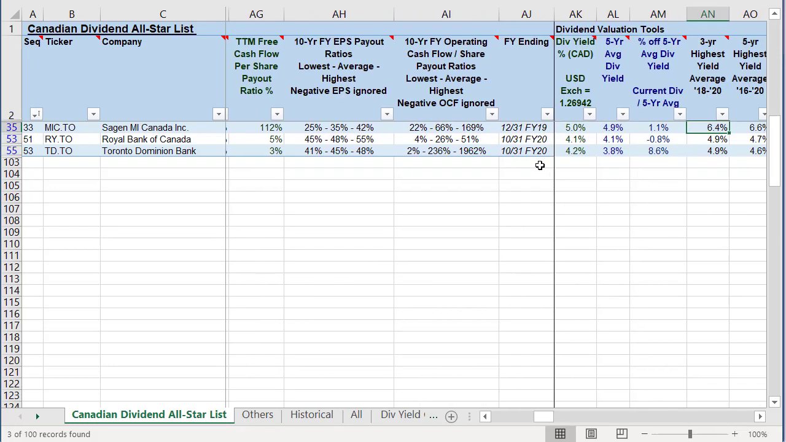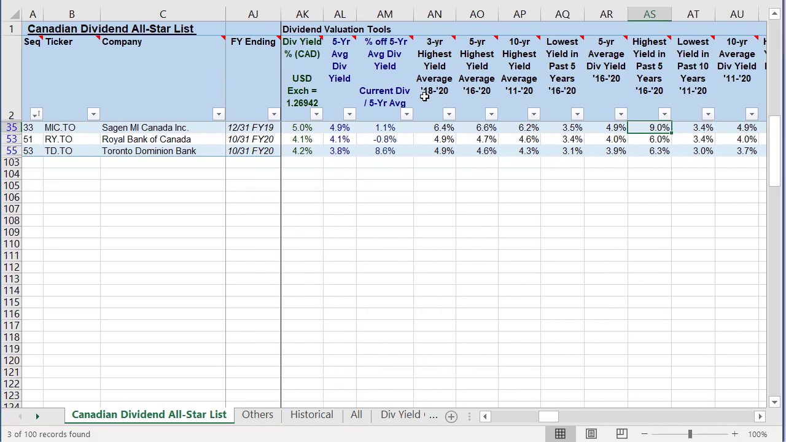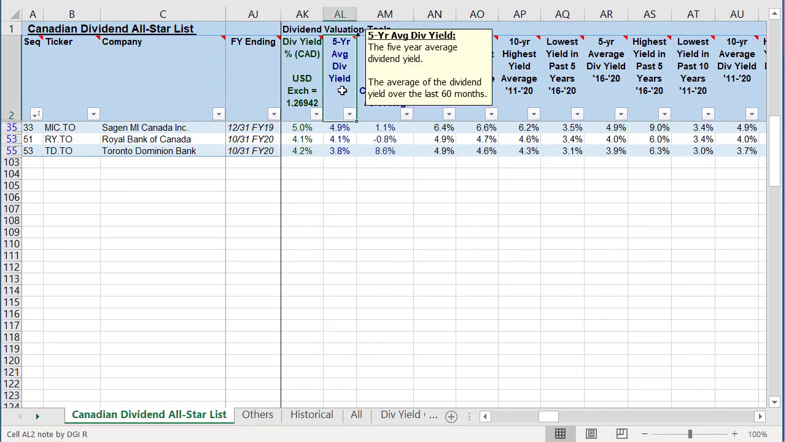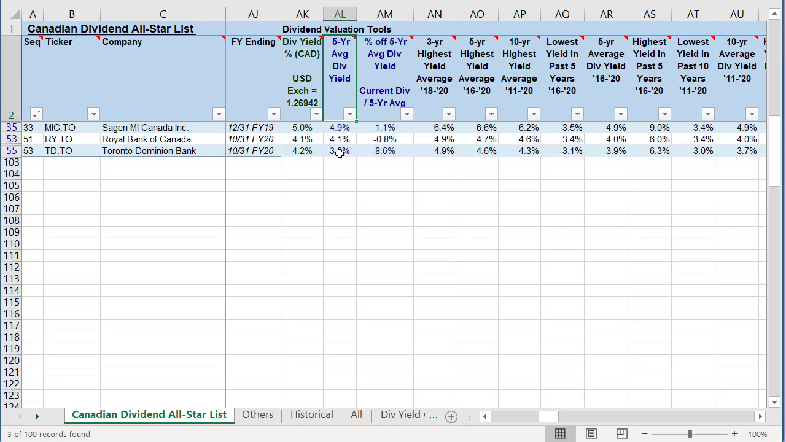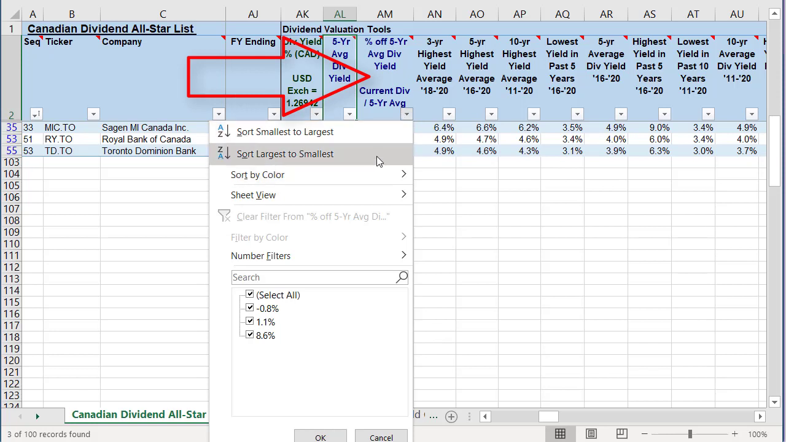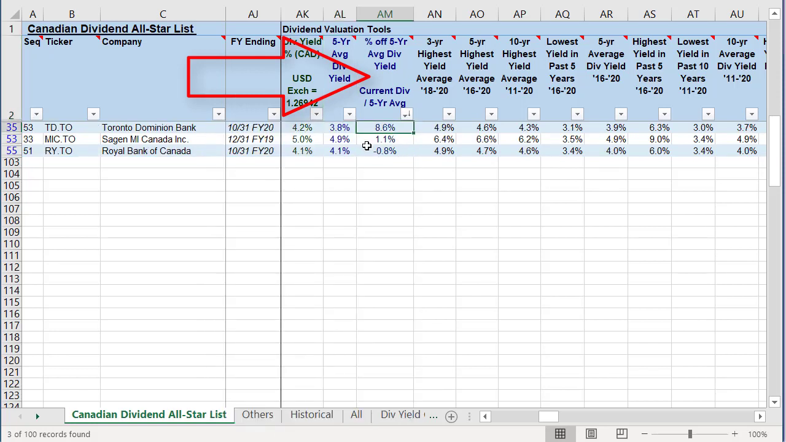So this is the 5-year average dividend yield of these 3 companies. This is their current dividend yield, so I want to sort by largest to smallest, and that puts Toronto Dominion Bank at the top because its current dividend yield of 4.2% is 8.6% higher than its 5-year average dividend yield of 3.8%. So this is just one example of how you can use the Canadian Dividend All-Star List. Hopefully you found it useful.